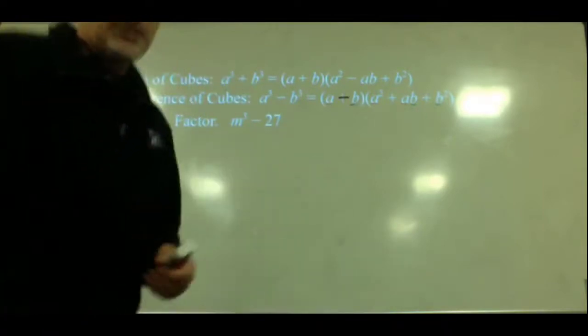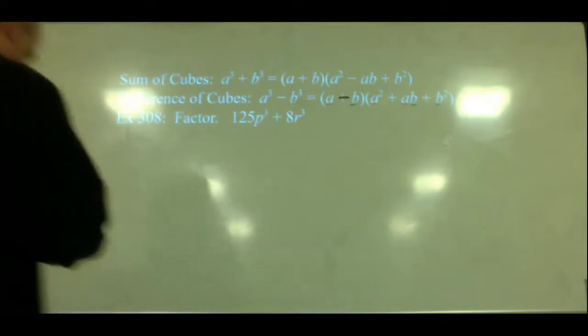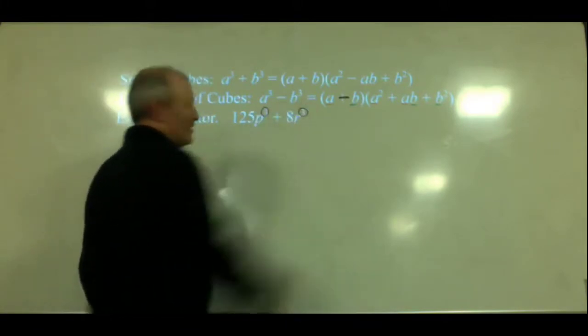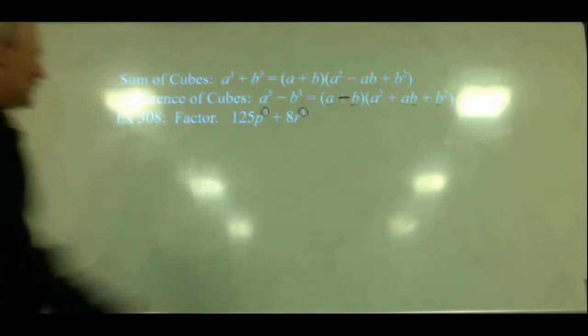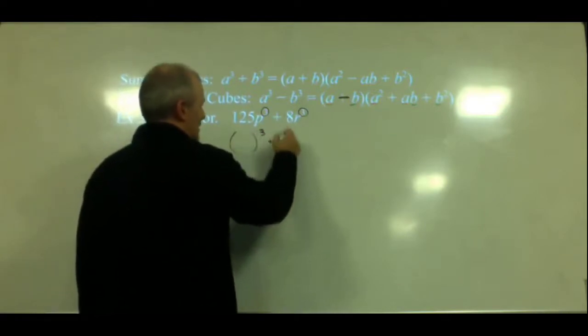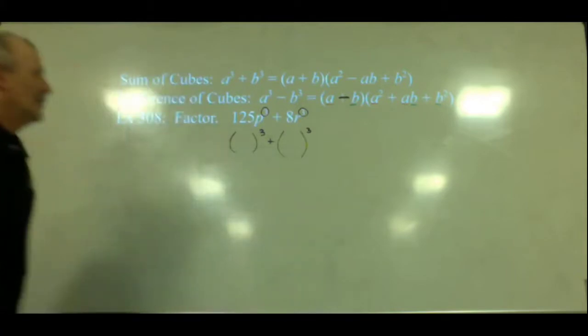Okay, so let's go on to this one. Now this one looks a little trickier, but again, a big hint. When you see these 3s, that's a big hint that you're dealing with cubes, right? So let's see if we can write it as something cubed plus, because it's a plus sign, something else cubed.